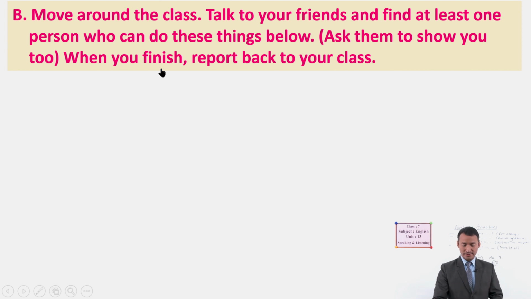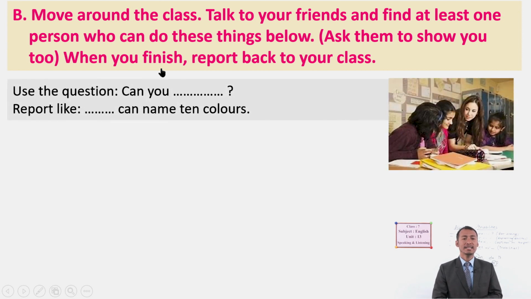Okay, so here is the way you can ask and how you can report. You can ask by saying, can you write, can you sing a song, can you dance, and so on. And you can report by putting the name here and writing, for example, Madan can name 10 colors, Sita can name 10 colors, and so on.